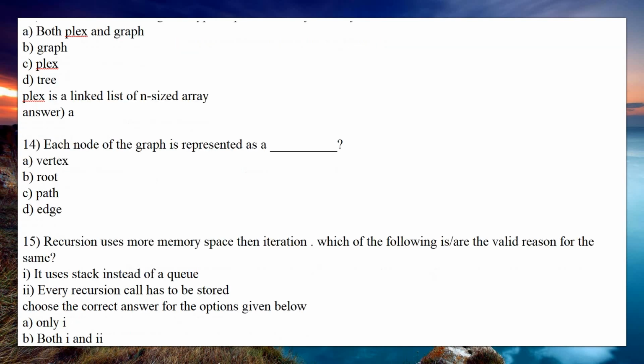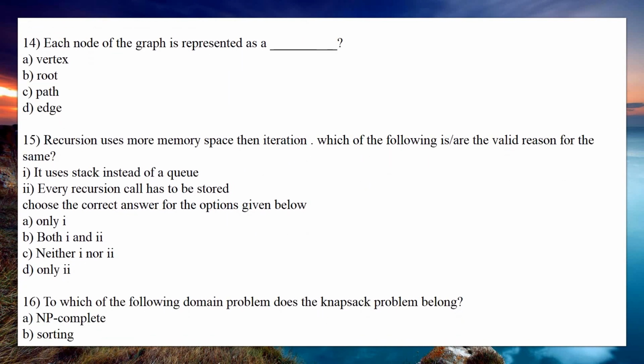So next one is the 14th question. Each node of a graph is represented as a dash. Option A is vertex, option B is root. The parent node itself is called the root node; you cannot call each node a root node. The next option is path, and option D is edge.